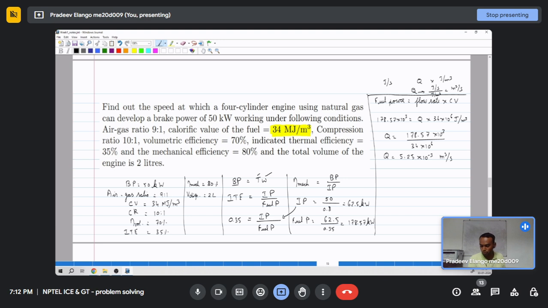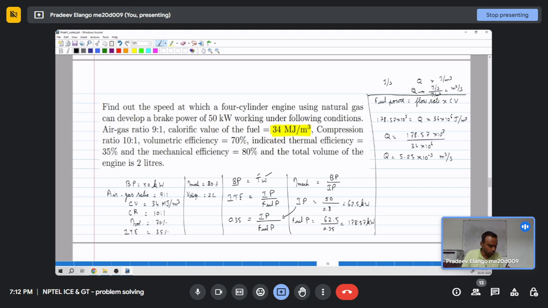So now we have got the flow rate of the fuel, and next we can calculate how much fuel can enter in one cycle, because the volumetric efficiency is given, the displacement volume is given, and air gas ratio is given. Based on all this we can calculate how much of fuel in meter cubes can enter in one cycle of the engine. First, based on volumetric efficiency and the displacement volume, you can calculate the air entry.